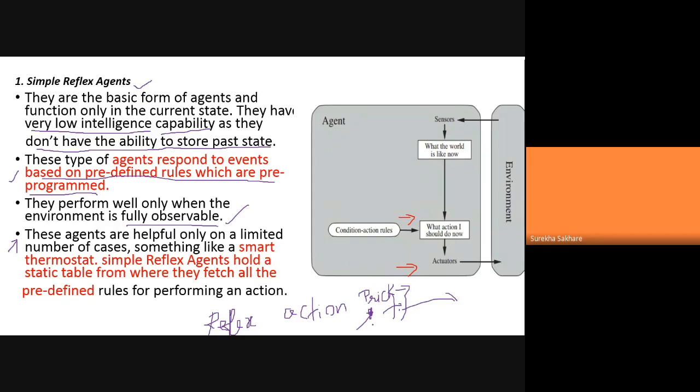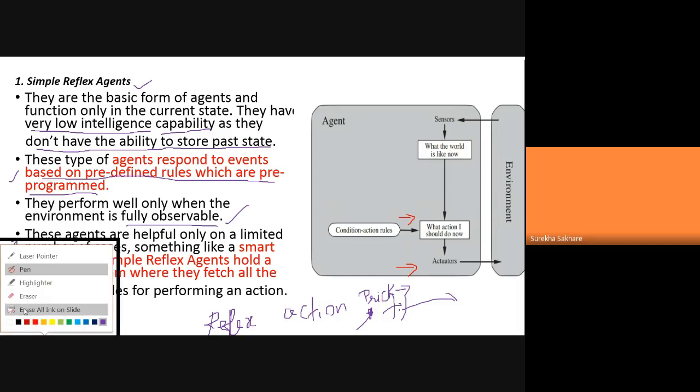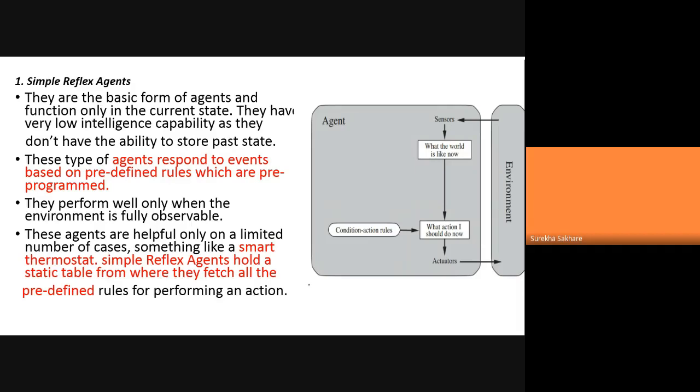Now, when this happened, what all things were observed is called reflex actions. When an agent does all these things, then that agent is called a simple reflex agent. That means it is having a static table, and it will carry only the information which it has presently performed depending upon some predefined rule.